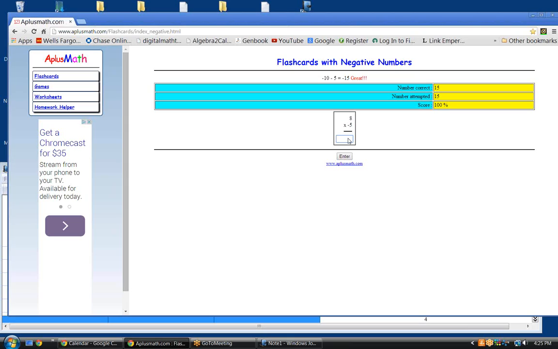Minus 40. See, this is where I'd like to see you get to a point where you don't have to think for that second. You want to get so good at these that you can't make a mistake. 2.